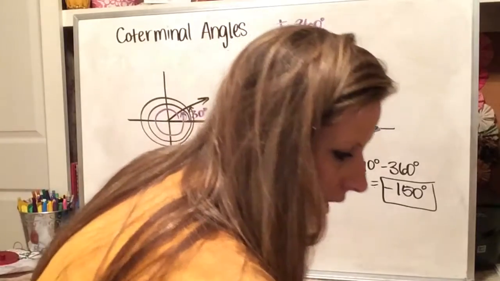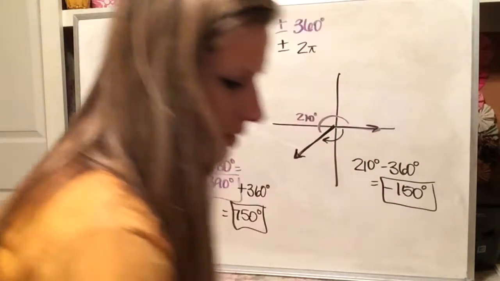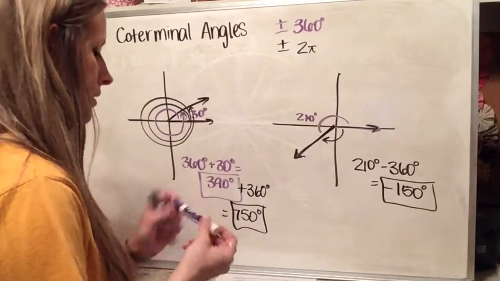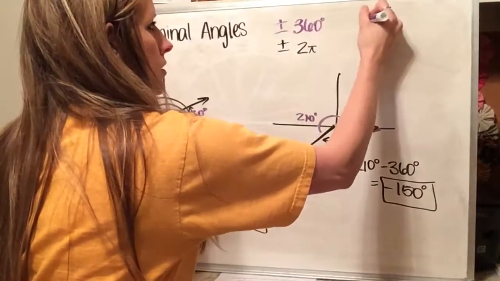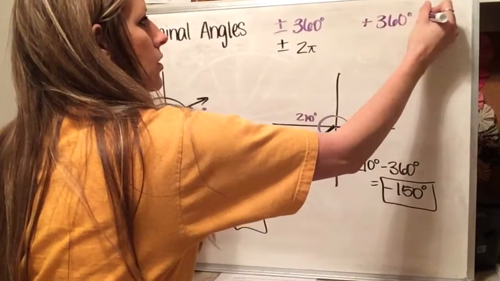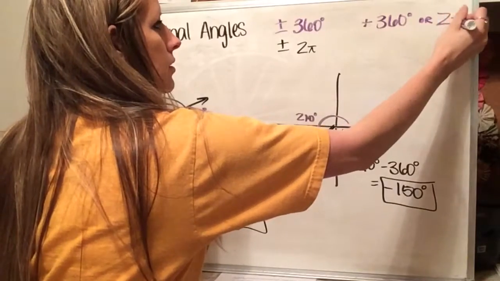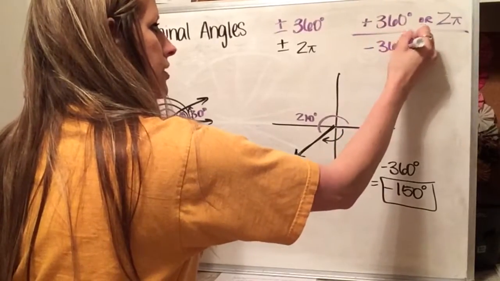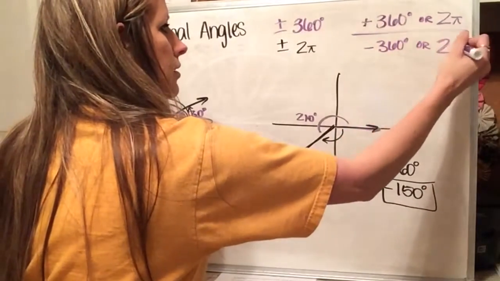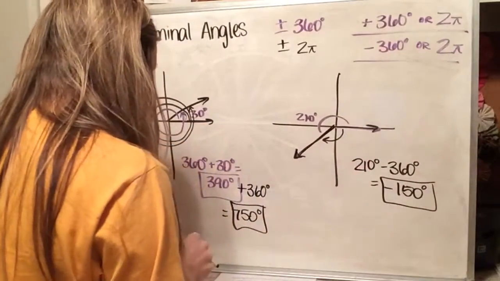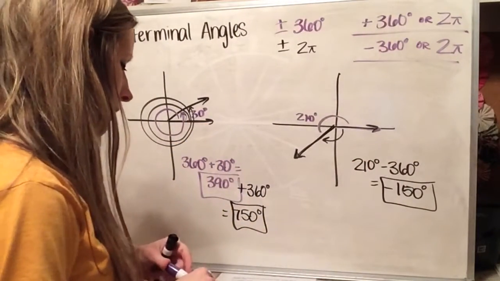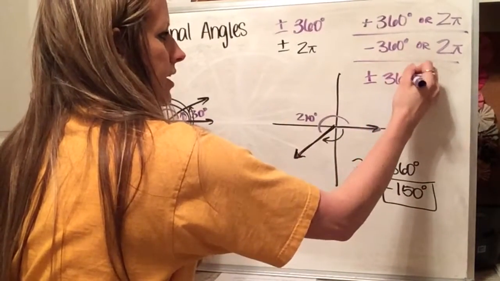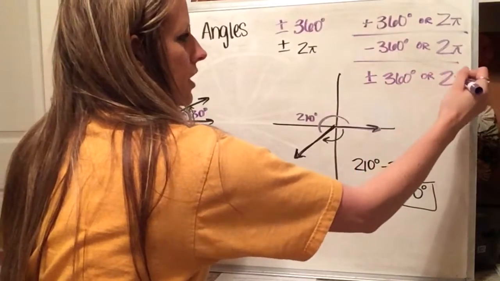Okay. The next part of your notes, we just talked about it. For a positive angle, you want to add 360 degrees or 2 pi. For a negative angle, you want to subtract 360 degrees or 2 pi. Okay, to find both clockwise and counterclockwise coterminal angles, you're going to add and subtract 360 degrees or 2 pi. Okay, we've already kind of talked about it.